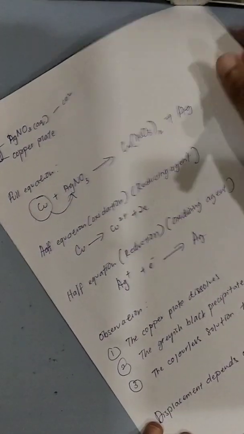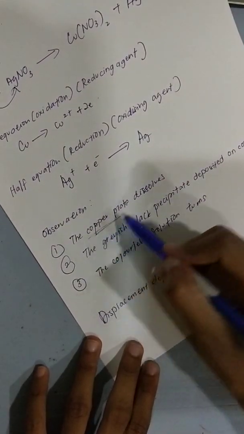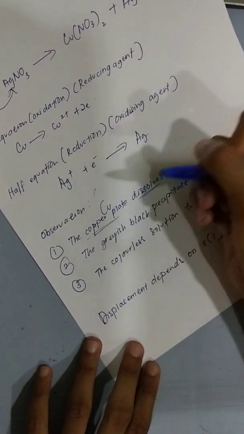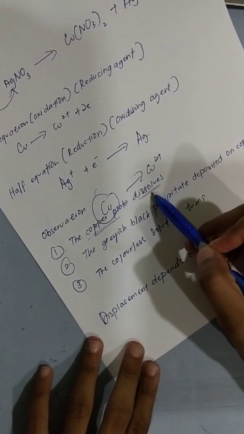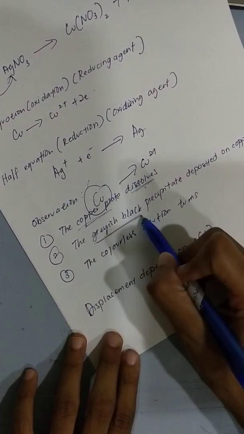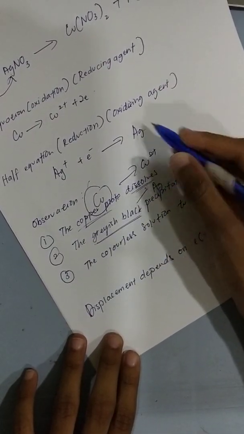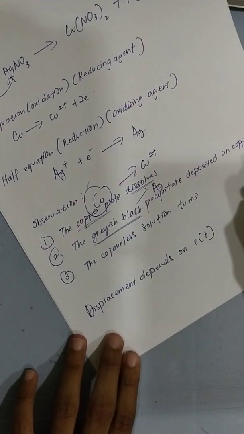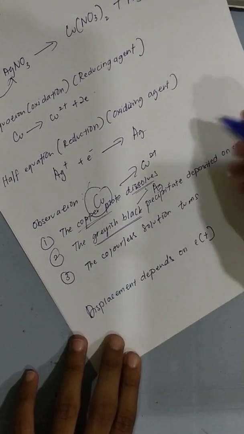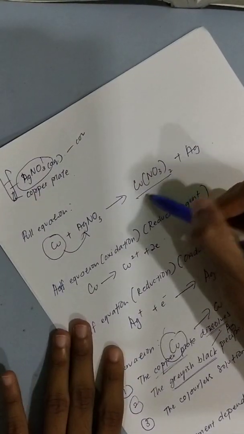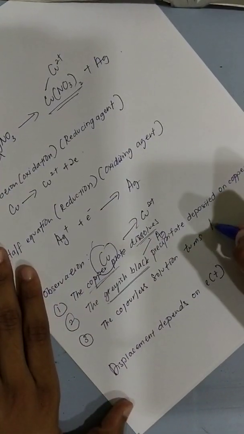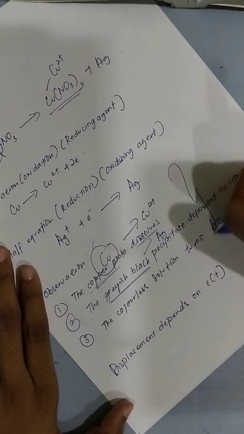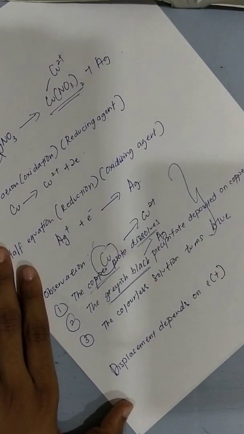So your observation, if you notice, the copper plate will dissolve. Why does the copper plate dissolve? Because Cu becomes Cu2+. So it dissolves and becomes thinner. Grayish black precipitate is referring to silver. The grayish black precipitate is deposited on the copper plate. The colorless solution now turns to, here this is a colorless solution, right? But now this is your solution, Cu2+. What's the color? It's blue. So the colorless solution turns blue. When you write observation, you have to write all the three observations, because all three are happening.